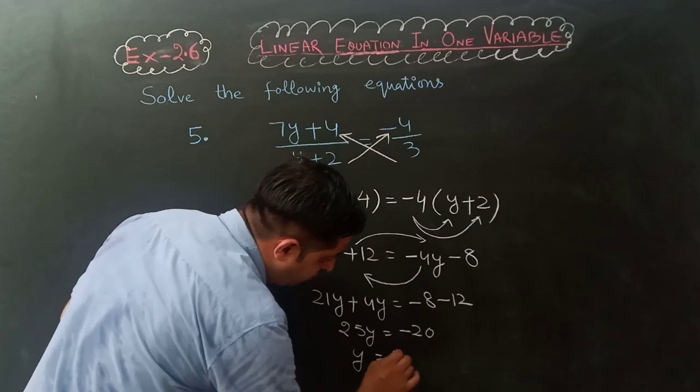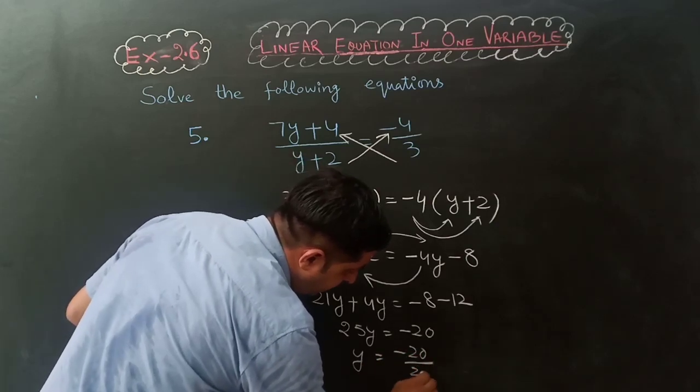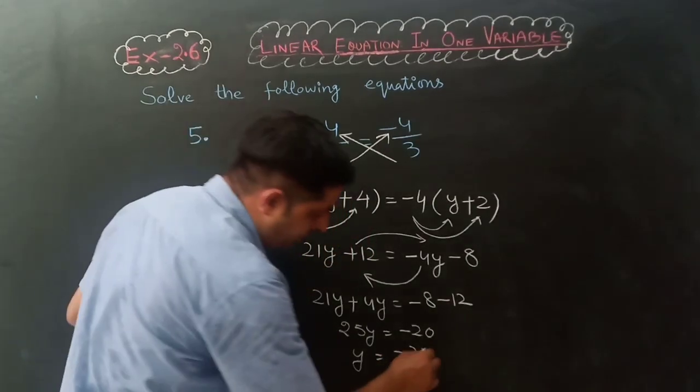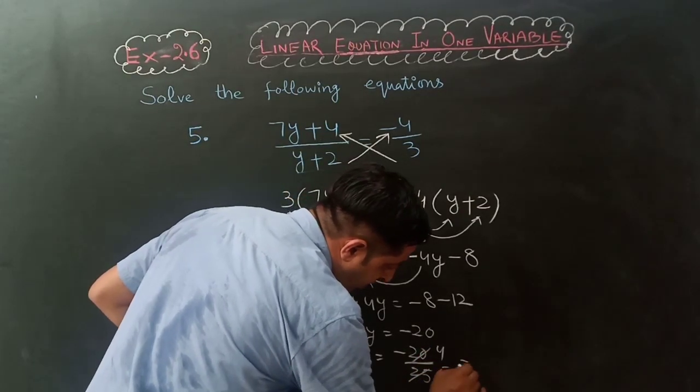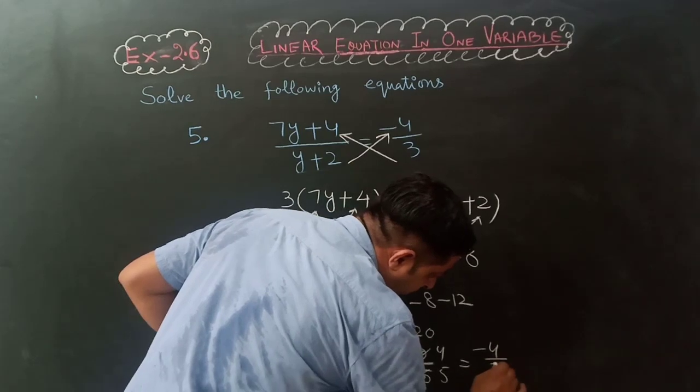Then y is equals to minus 20 upon 25. Now do the cancellation. They have cancellation with 4 here, get 4 and 5. So answer is minus 4 upon 5.